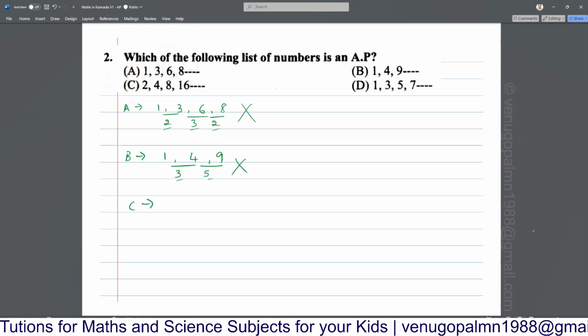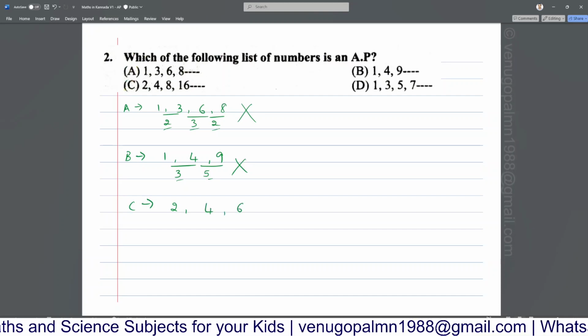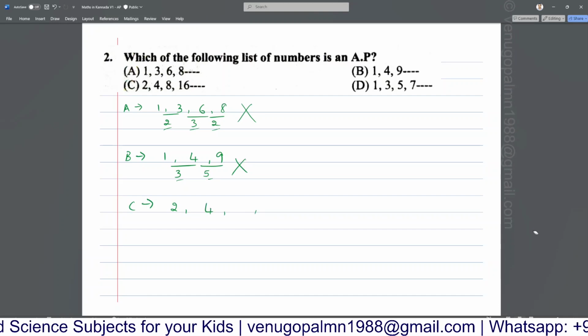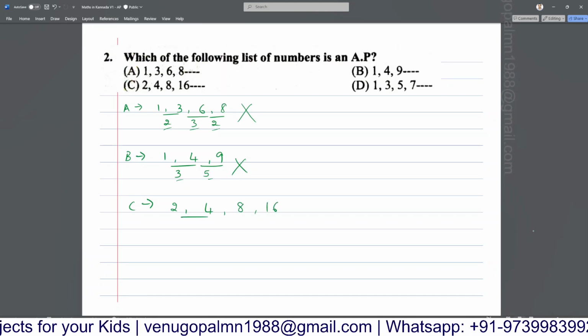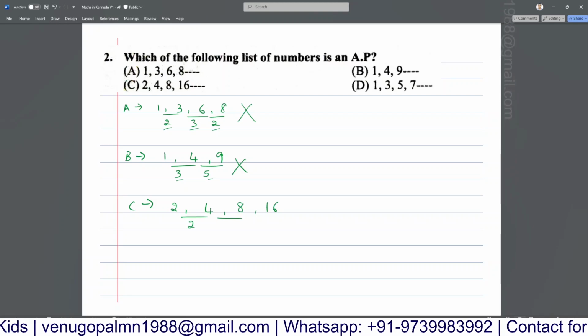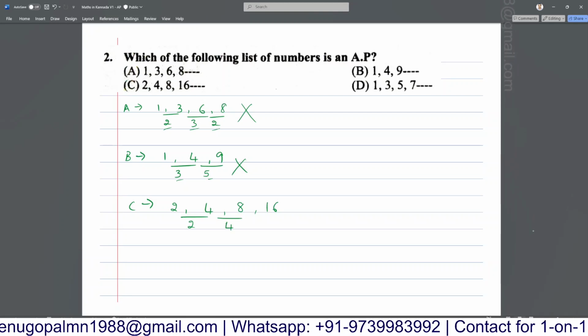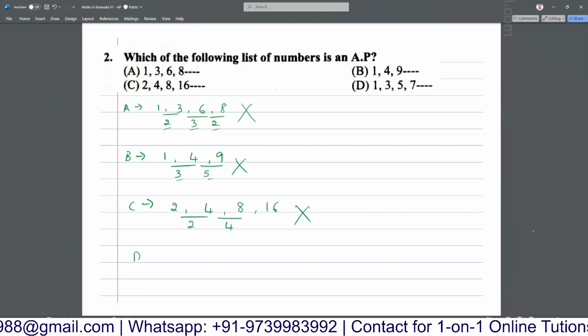Let us take the third sequence, 2, 4, 6, 8 and 16. So calculate the difference between these two. 4 minus 2 is 2. Similarly, calculate the difference between 8 and 4, which is 4. So it is not at all satisfying at this stage itself. So C is also not the right answer.